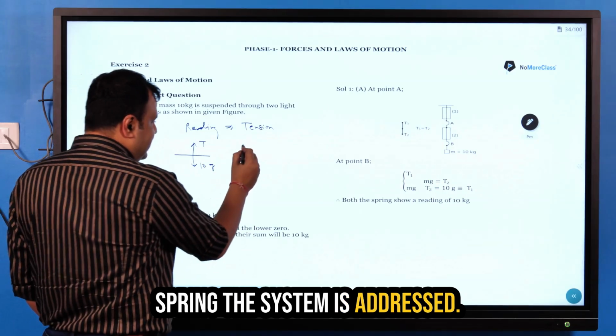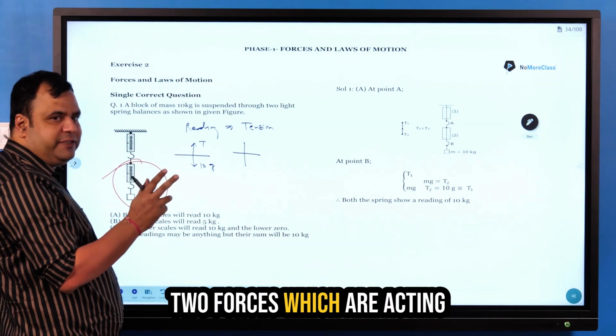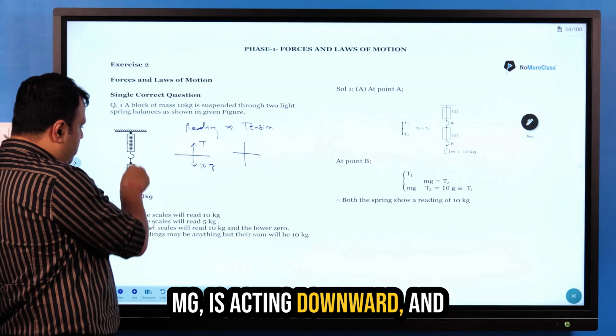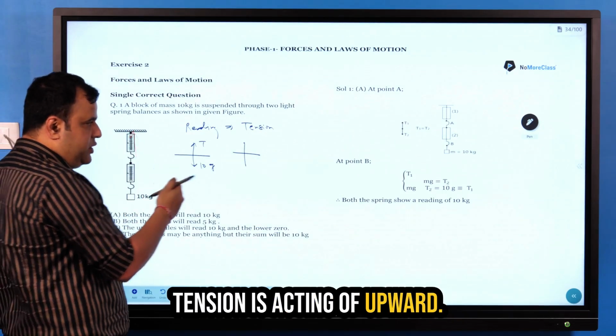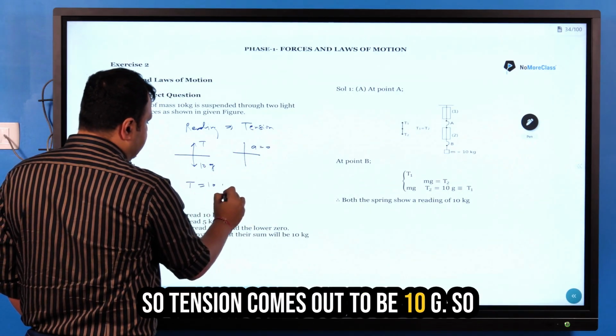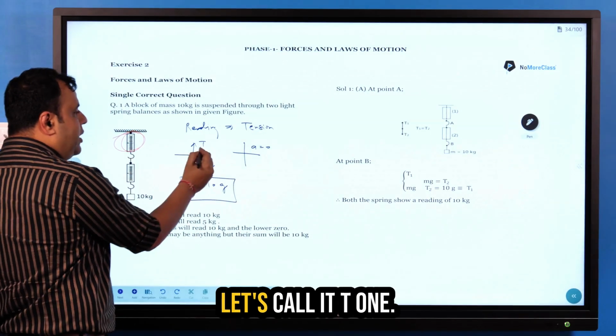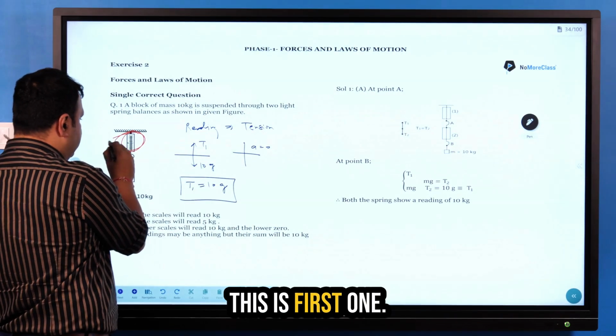The system is at rest. So on this system, there are only two forces acting. mg is acting downward and tension is acting upward. Acceleration is 0. So tension comes out to be 10g. So this is the tension in the first spring. Let's call it T1.